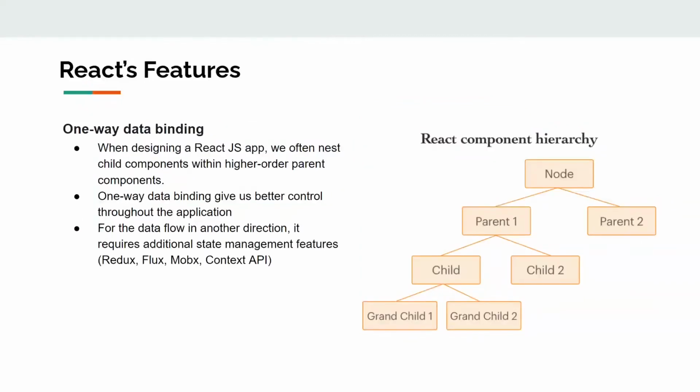React data flow is one-way data binding. When designing a React.js app, we often nest child components within the higher order parent components. One-way data binding gives us better control throughout the application. However, if you want data to flow in another direction, for example, in the picture on the right, if you want to access grandchild component information from the parent component, we might want to use additional state management features like Redux, Flux, MobX, or Context API.